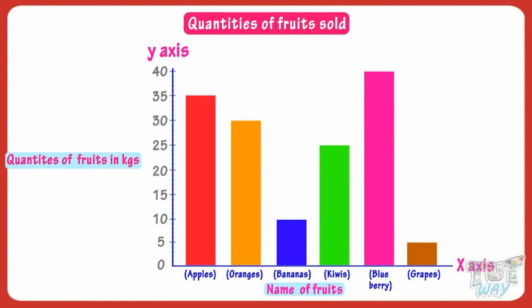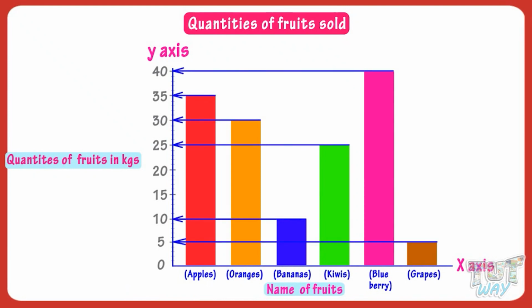Now let's read it. Here the bars are drawn vertically on horizontal axes. This axis is known as horizontal axis or x-axis. The length of the rectangular bars represents the quantities of corresponding fruits sold in kgs. Length of the bars is measured with the vertical scale along the vertical axis or y-axis, as the numerical data is given on the vertical axis.